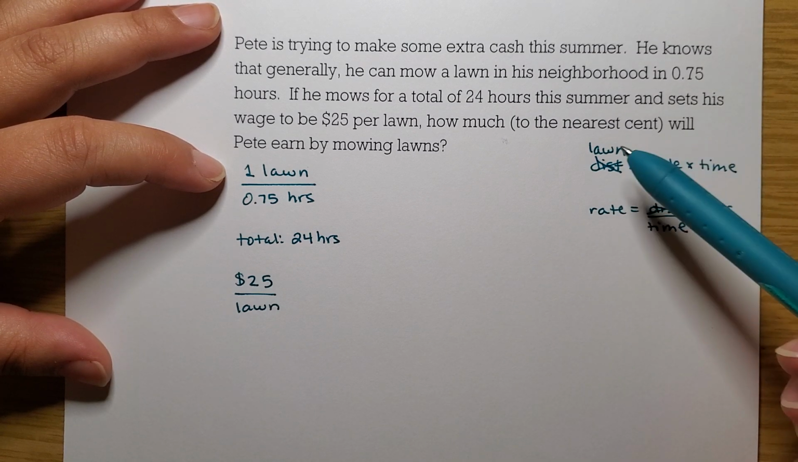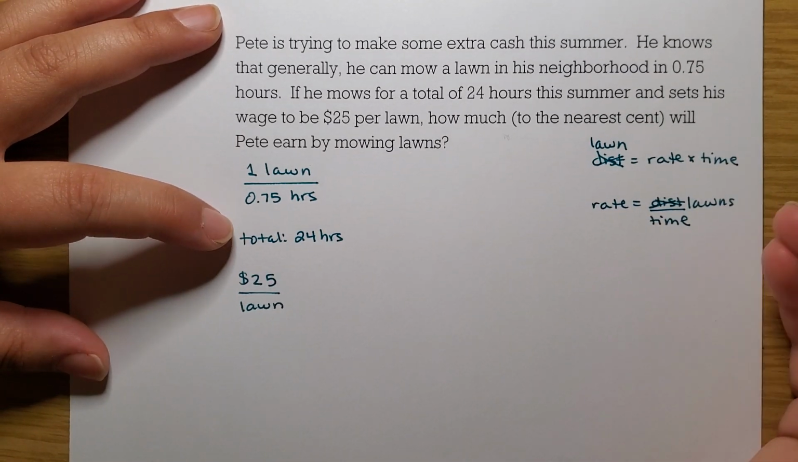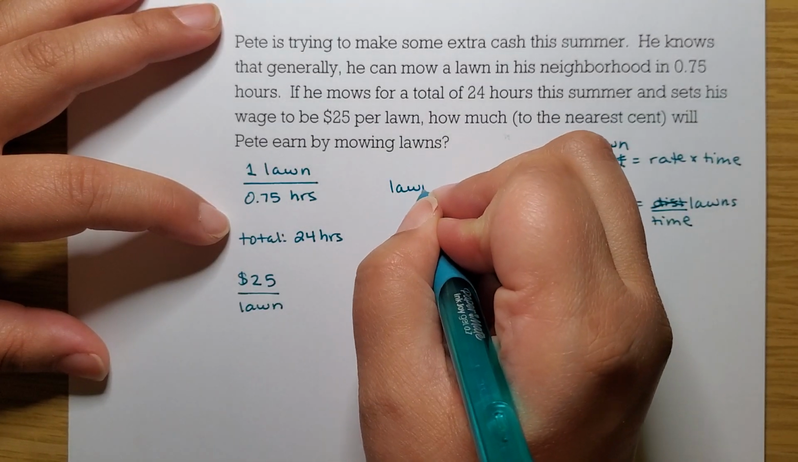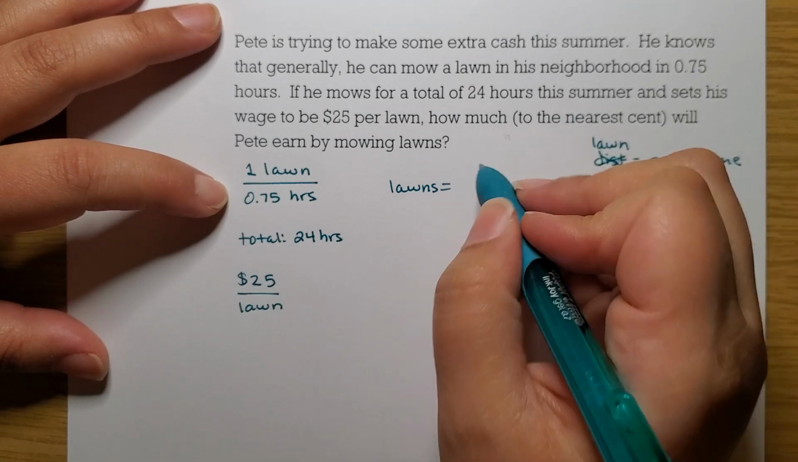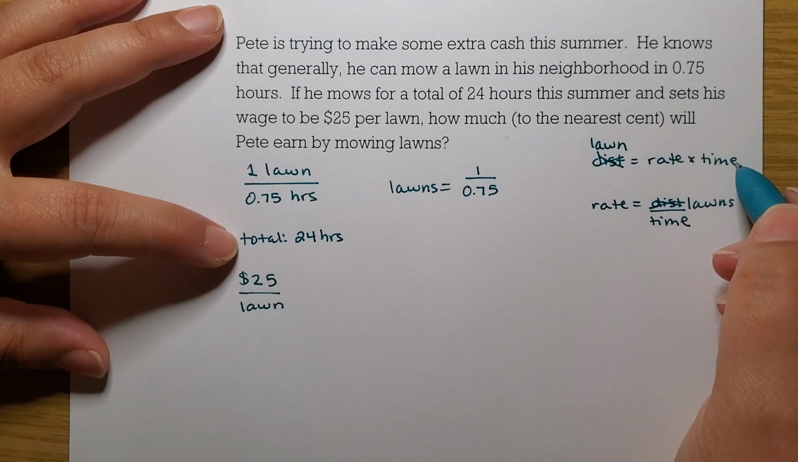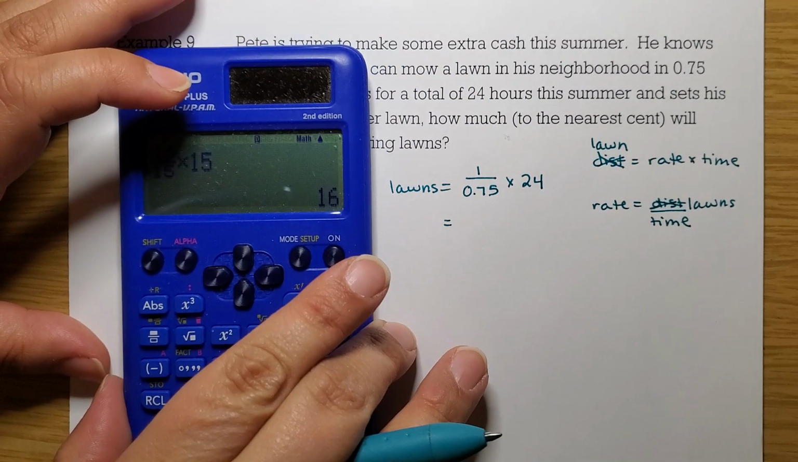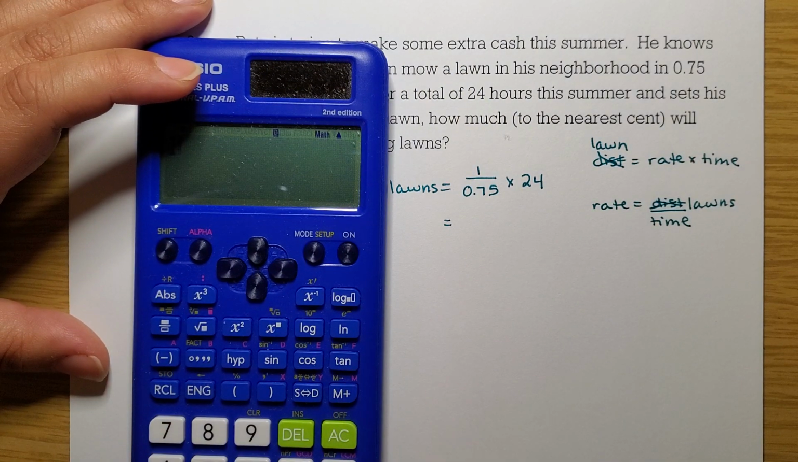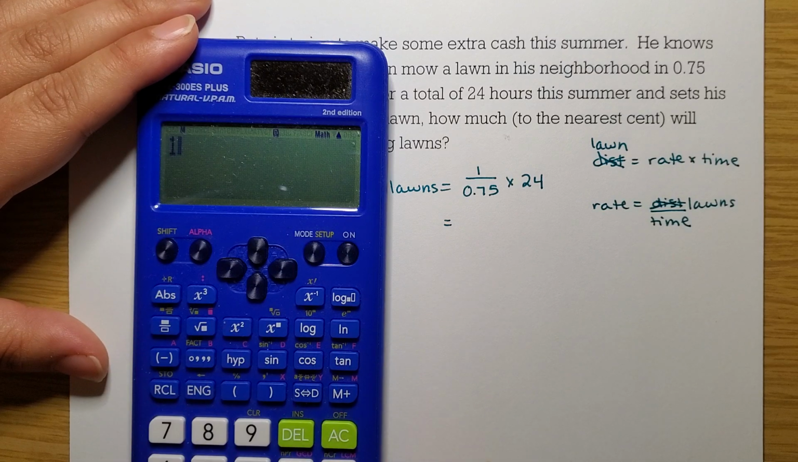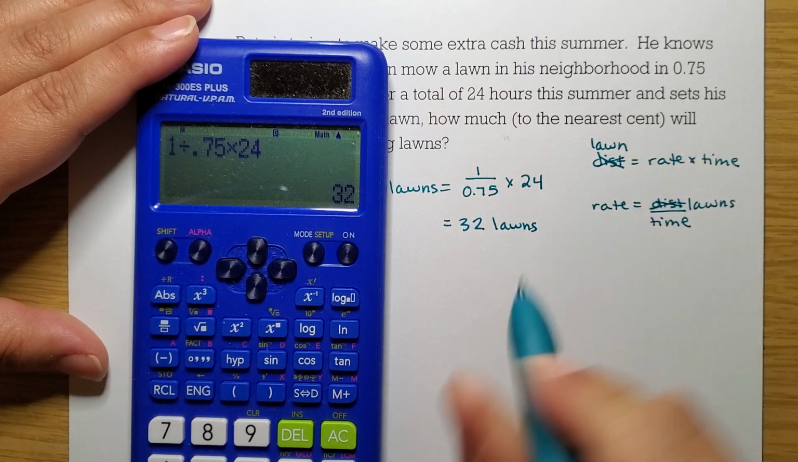So I can figure out how many lawns he mowed by taking his rate and multiplying it by the time. The lawns are going to equal the rate, 1 lawn out of 0.75 hours, times the time. He worked for 24 hours this summer. I can't use the fraction necessarily, so I'm going to just do 1 divided by 0.75 and then times 24. So he did 32 lawns this summer.